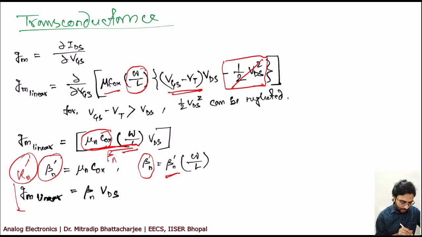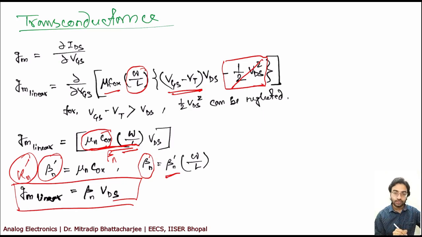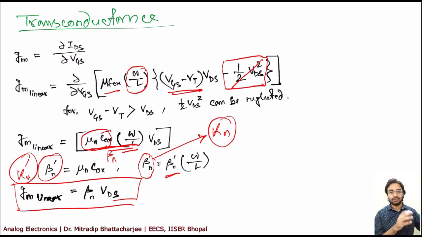So in linear mode, the value of gm is beta n into VDS. This beta n is written as Kn in some books or some literature. So this is basically the same thing.